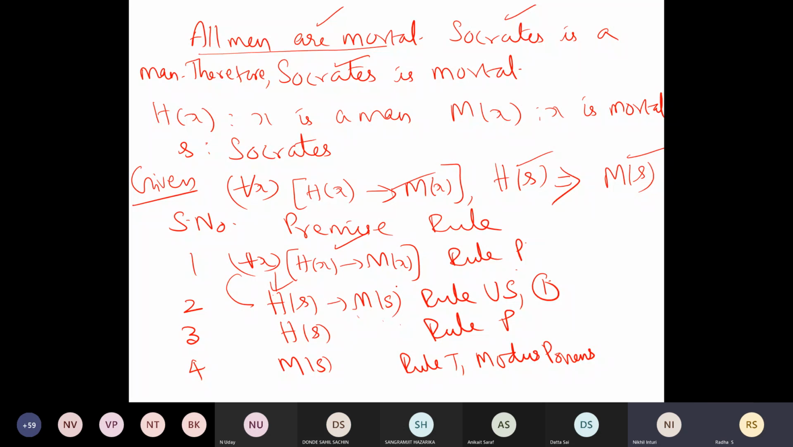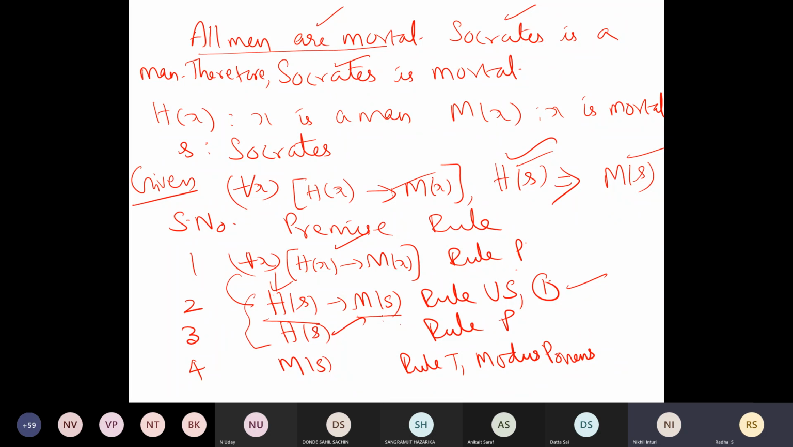Yes, ma'am. Why is it correct? Because I'm using universal specification. I'm checking whether Socrates is a man. If Socrates is a man, then he is mortal: h of s tends to m of s. So this one I have done, and then I'm taking this h of s, rule P.